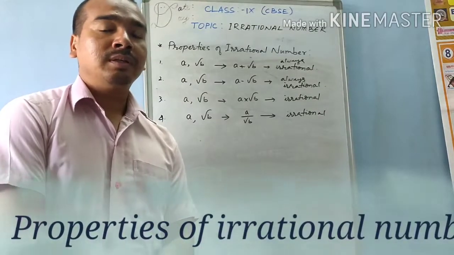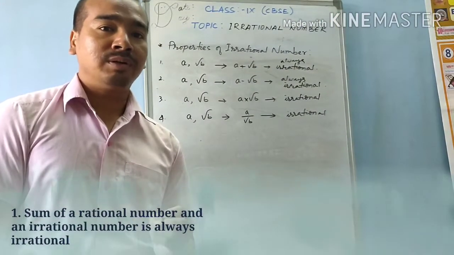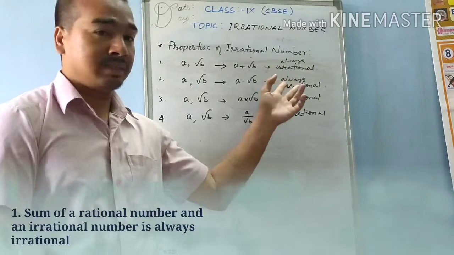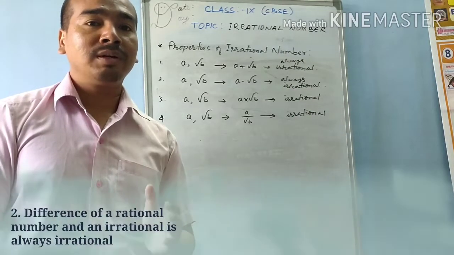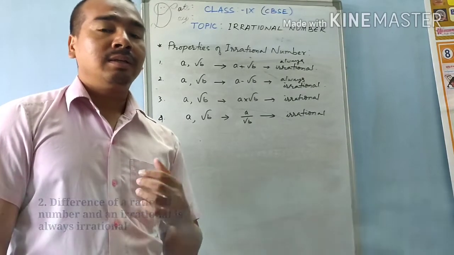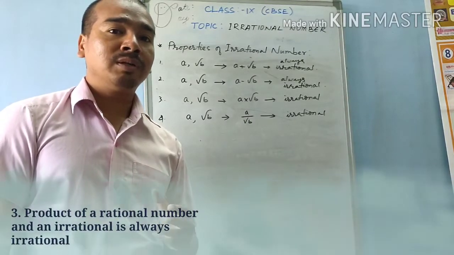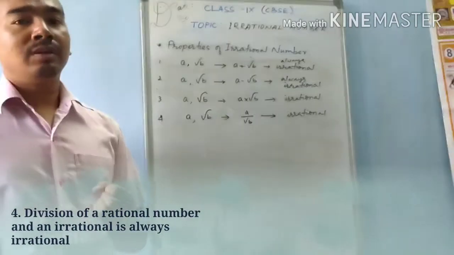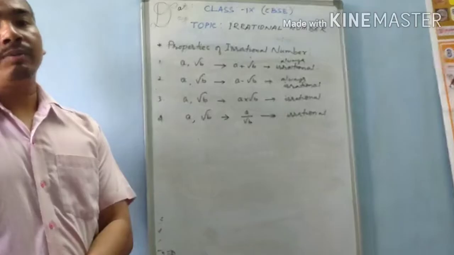Next, properties of irrational numbers. If we find the sum of one rational number and one irrational number, the result will always be irrational. Similarly, if we find the difference of one rational number and one irrational number, the result will be irrational. Third, if we multiply one rational number and one irrational number, the result will be irrational. And the fourth one, if we divide one rational number by one irrational number, the answer also will be an irrational number.